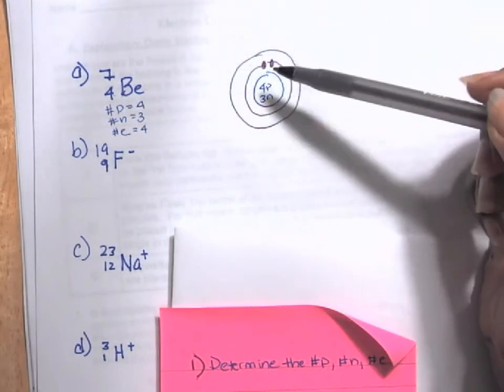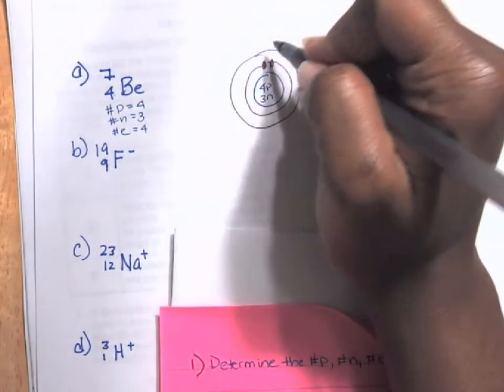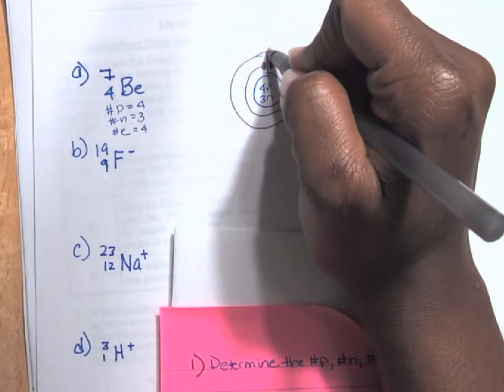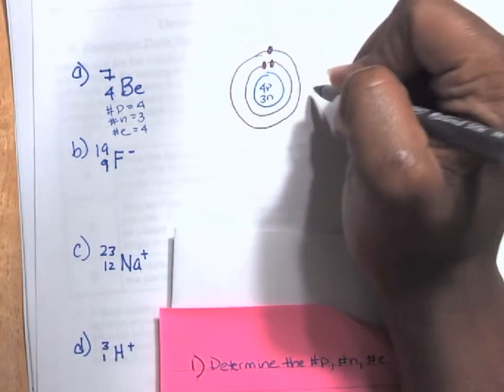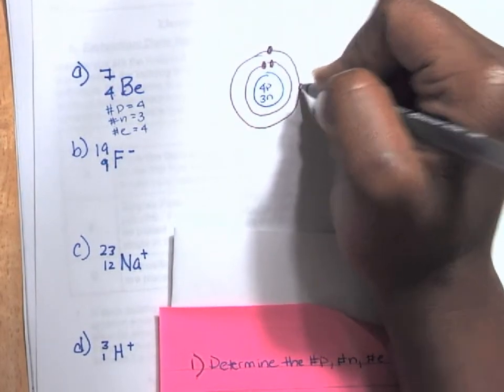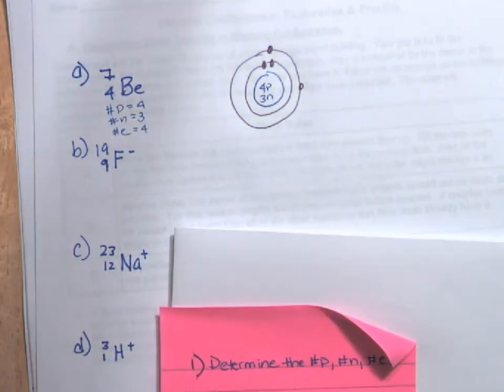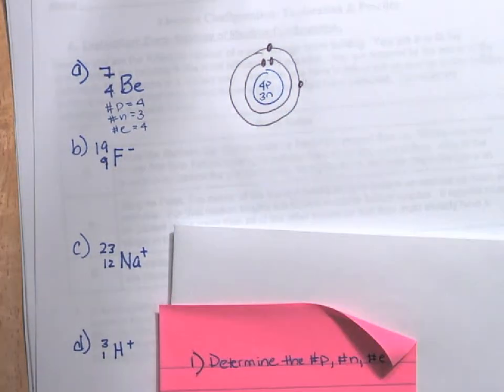I had 4, I used 2 electrons, I've got 2 more to put in. And then in the last shell, since it does not fill up, make sure that you put 1 in each corner. It doesn't matter which direction or where you start. So 1 goes in each corner before you double. And that's the Bohr model for beryllium.